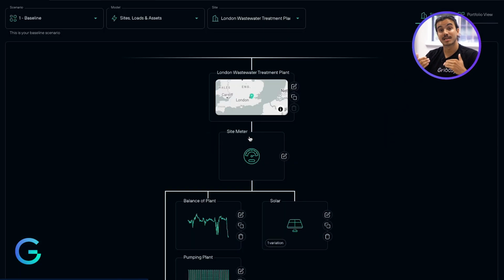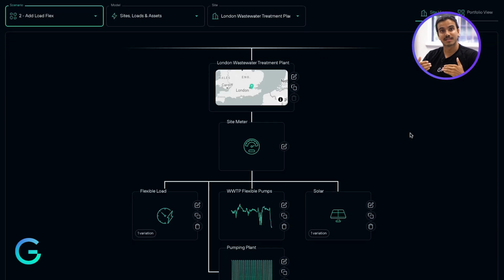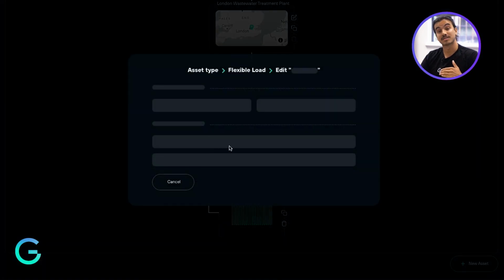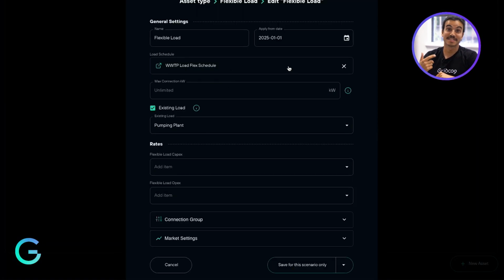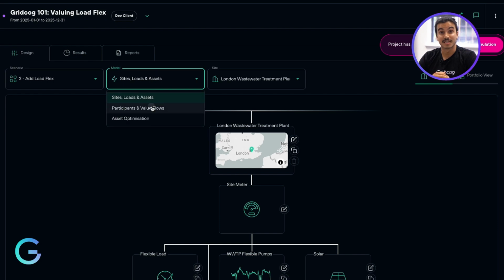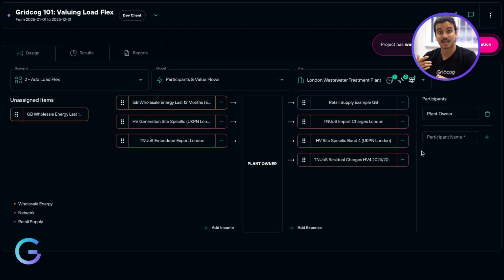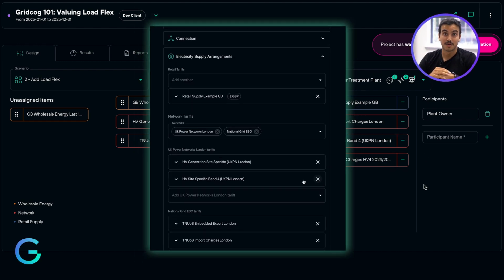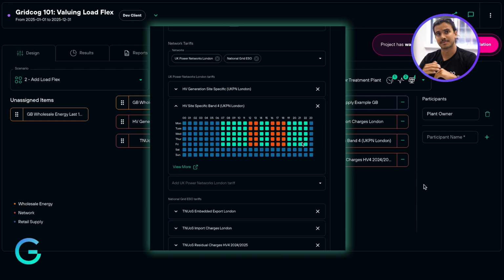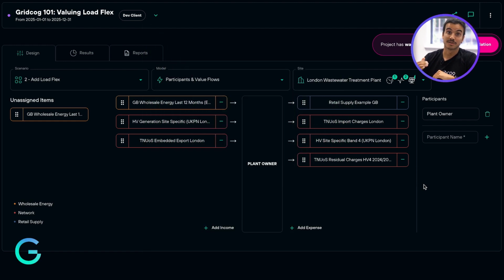Now let's go back to our site designer. We'll add a new asset called flexible load and attach the schedule we just created. Then we'll examine the participants and value flows to see how the flexible load considers various tariffs to optimize savings for the plant owner. The plant owner pays for a retail contract and network charges, both of which have time of use elements, where electricity costs more at certain times. Network charges also include demand charges, which increase significantly if demand exceeds a certain threshold.